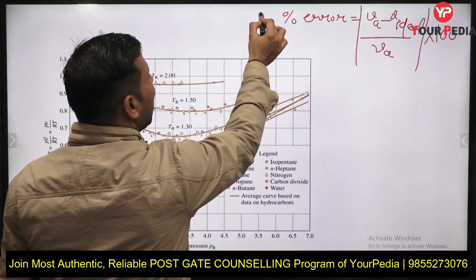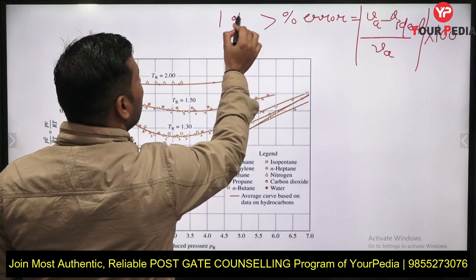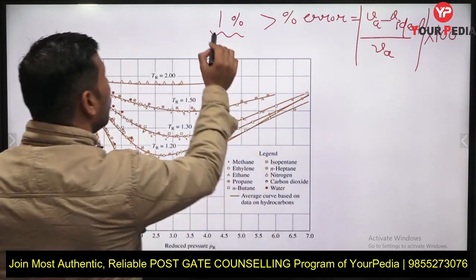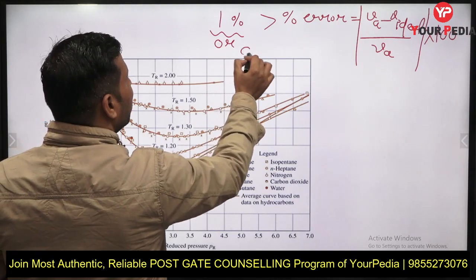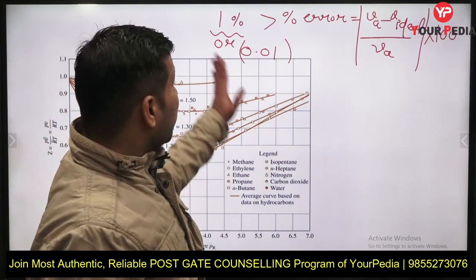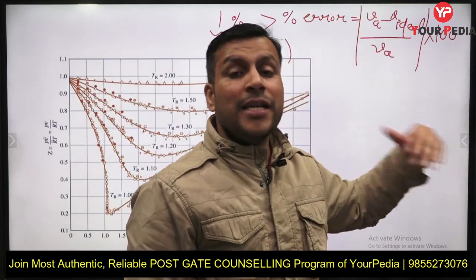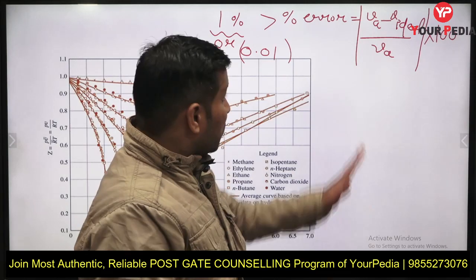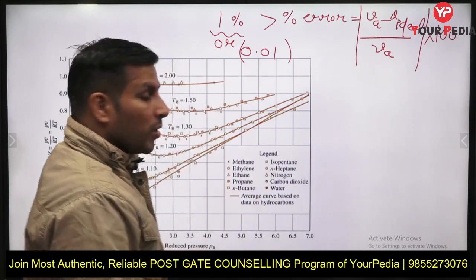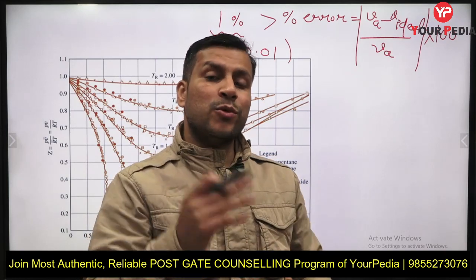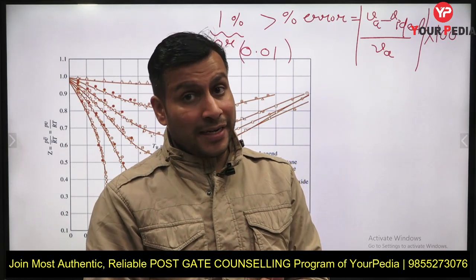If this percentage error is less than 1%, and if I write it as a fraction, it will be 0.01. So if this percentage error is less than that, then you can consider that gas as an ideal gas. Okay, this is one criterion. Another I told you: the compressibility factor Z, if it is close to 1, then also you can consider that gas as an ideal gas.